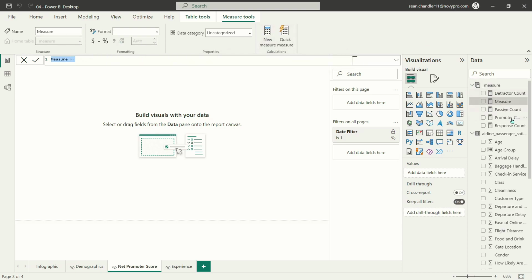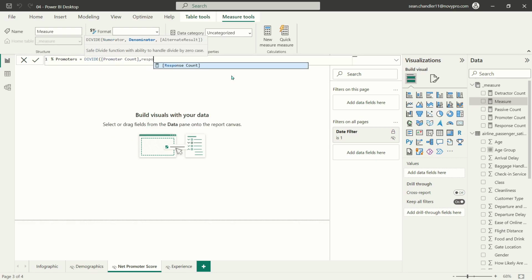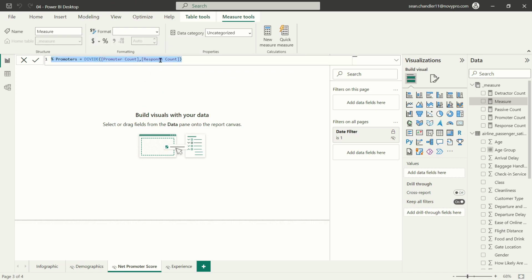Now that we have our detractors, passives, and promoters, we're going to need the two elements that make up our NPS score. So this is going to be percent promoters, and this is going to be a division between our promoter count and our response count. In other words, what percentage of all the responses that we got for the survey were promoters. And we're also going to need percent detractors.